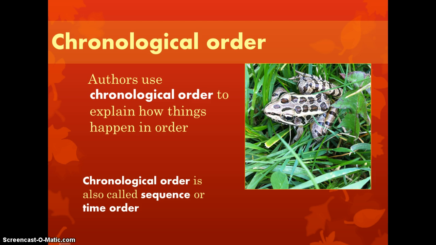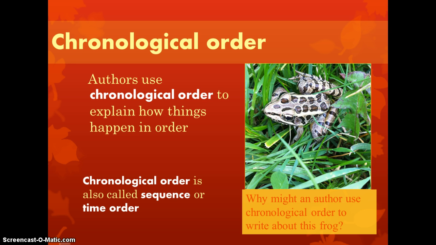So let's look at the picture. We got a cool frog here. Let's look at the frog. Your first assignment, what I want you to do in the packet that I've given you, is answer this question. Why might an author use chronological order to write about this frog? Think about that. Why would an author use chronological order to give you information about this frog.